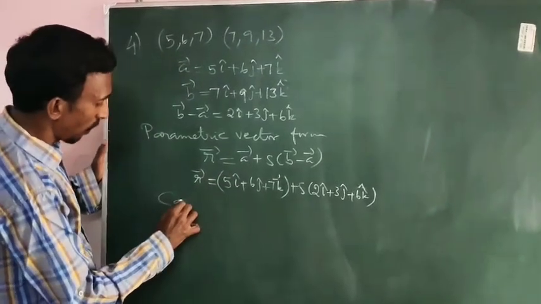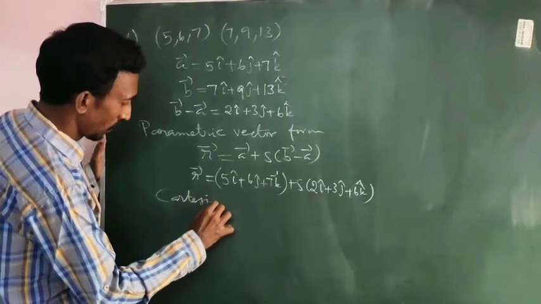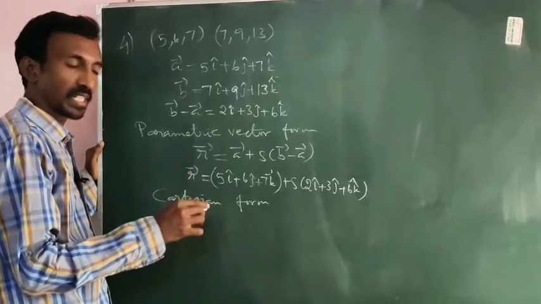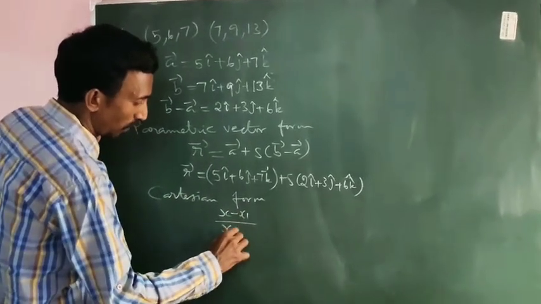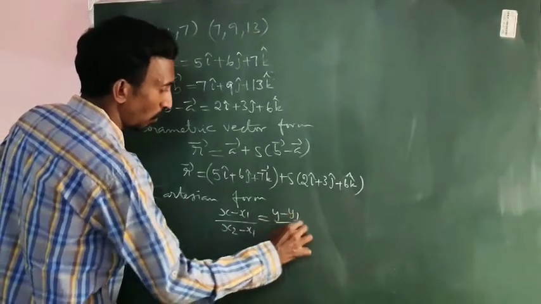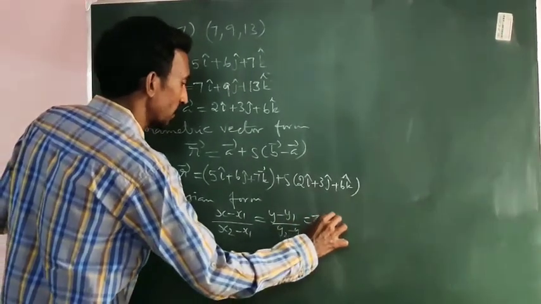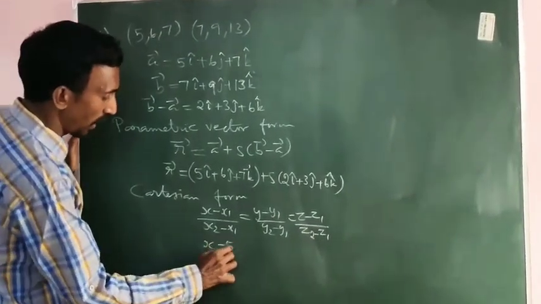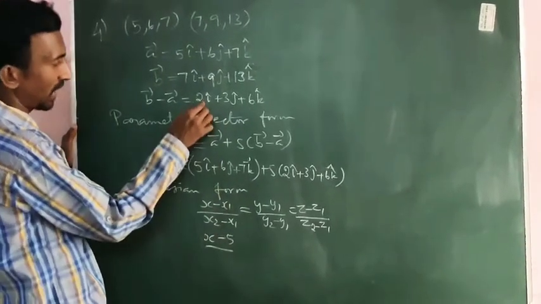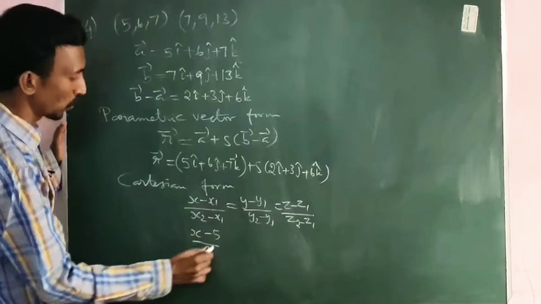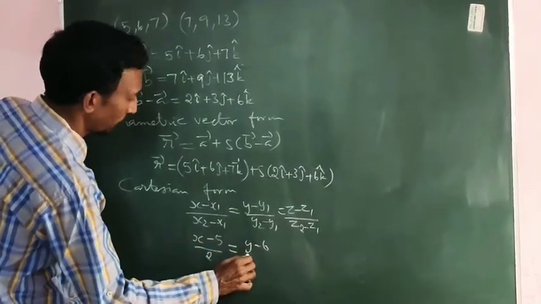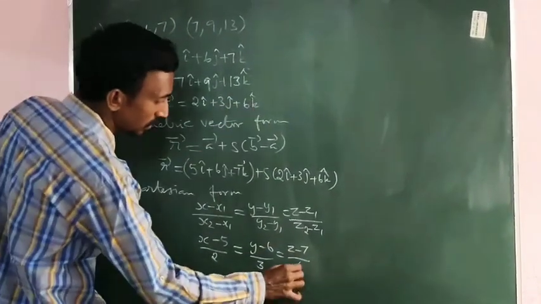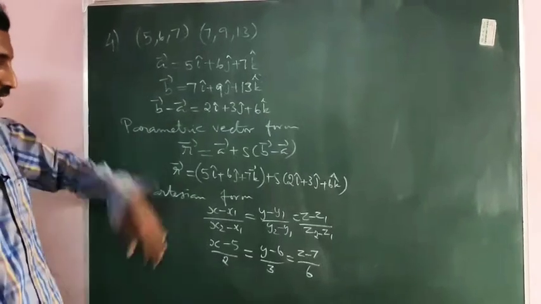Next, the Cartesian form. We know that x minus x1 by x2 minus x1, y minus y1 by y2 minus y1, z minus z1 by z2 minus z1. So x minus 5 by, again we can write it from b minus a, 2, equals y minus 6 by 3, equals z minus 7 by 6. So the Cartesian form is over.